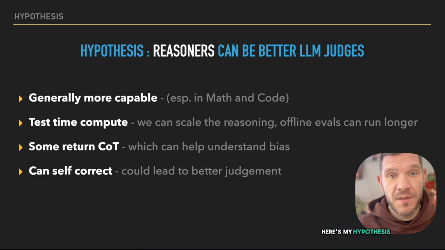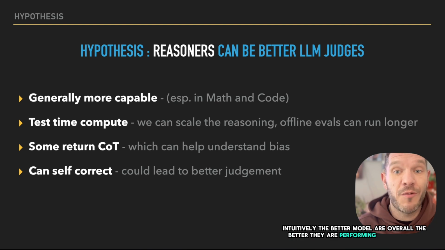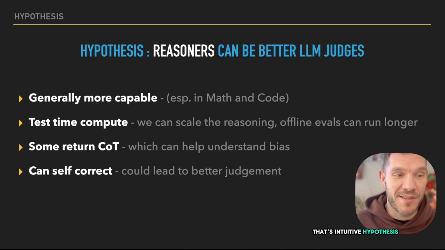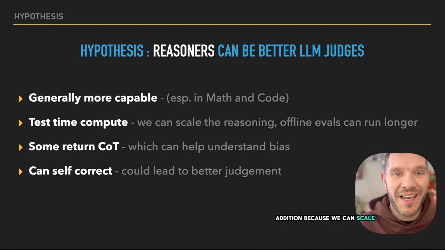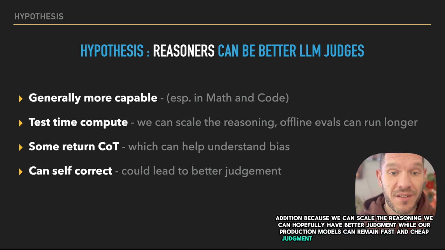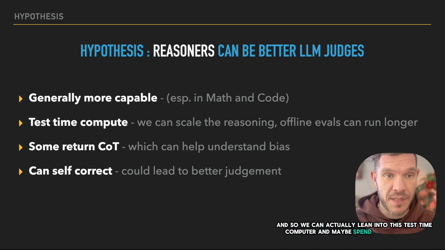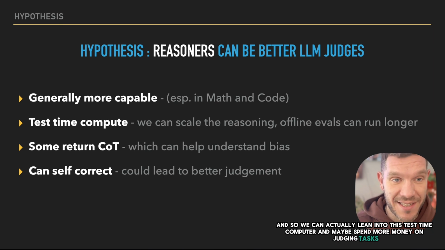Here's my hypothesis. Intuitively, the better models are overall, the better they are at performing judging tasks. That's the intuitive hypothesis, okay? In addition, because we can scale the reasoning, we can hopefully have better judgment, while our production models can remain fast and cheap. Most of the time, our evals can run offline, and so we can actually lean into this test time compute and maybe spend some more money on judging tasks.